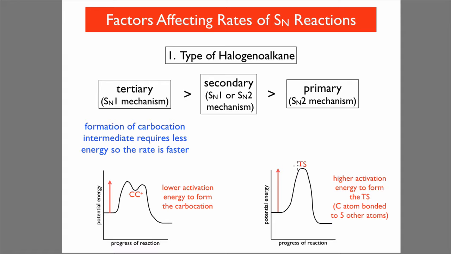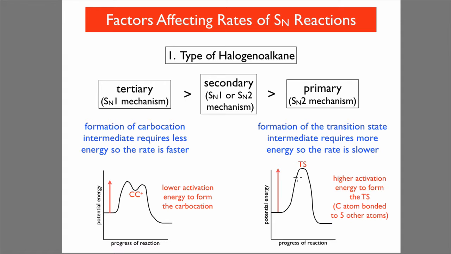When you've got that carbon which has 5 bonds, it isn't going to like that very much, so you need more energy to get up there to overcome it, so it's going to be a bit slower. The formation of the transition state requires more energy.